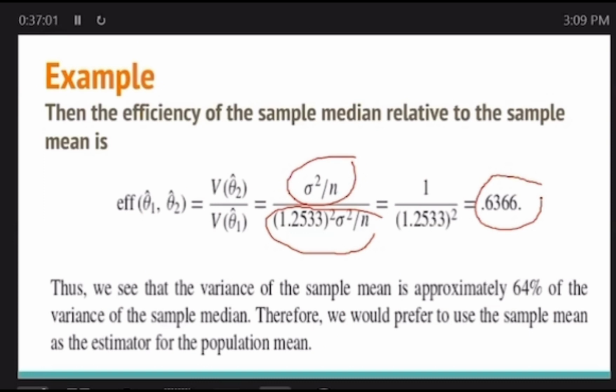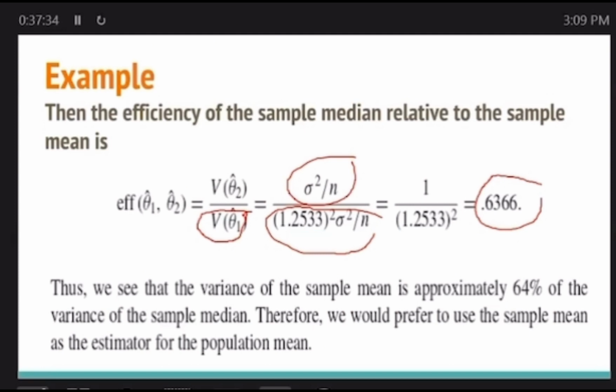And when the ratio is less than 1, out of the denominator, it means this guy is greater. It means the variance of the sample median is greater than the variance of the sample mean. And because of that, from the efficiency angle, because this relative efficiency is less than 1, that actually favors the sample mean.